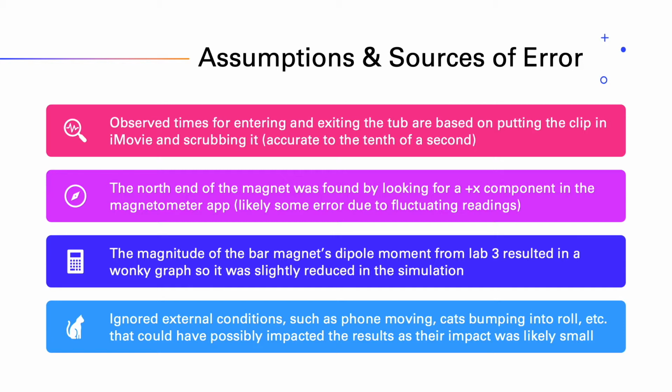The north end of the magnet was found by looking for a positive X component in the magnetometer app, and whichever one read with the positive X component would be the north end. And due to fluctuating readings, there's likely some error with that process, but it's not likely that that affected the overall outcome of that part.